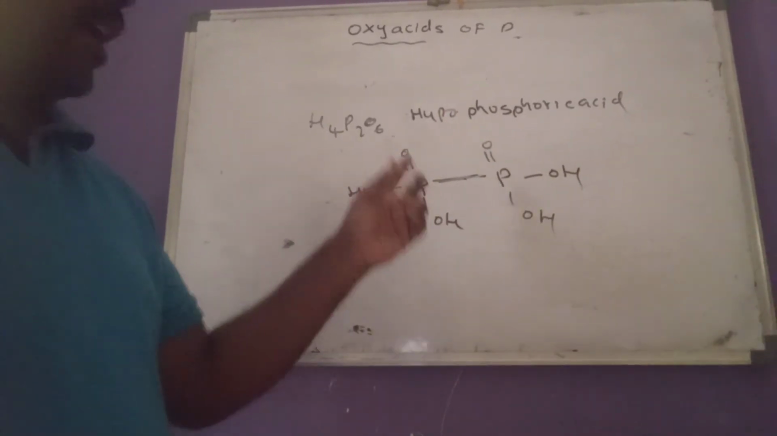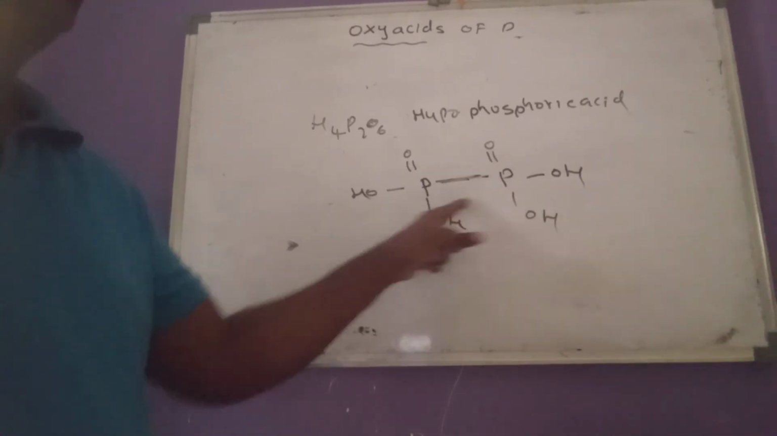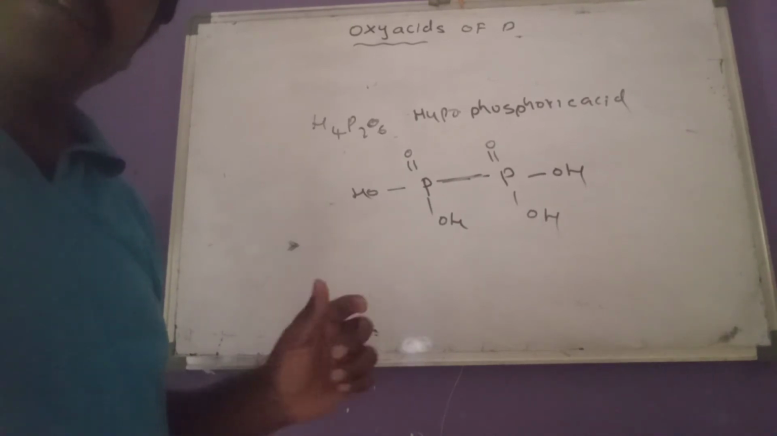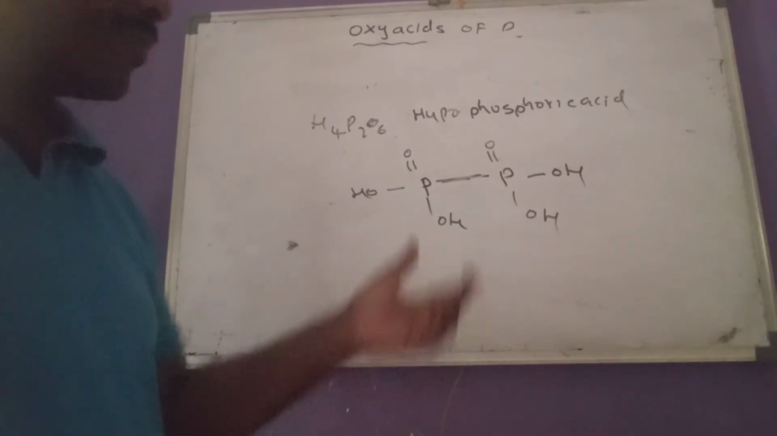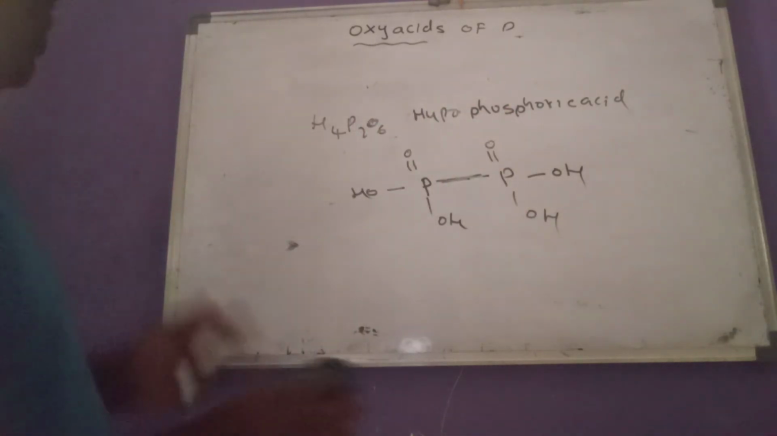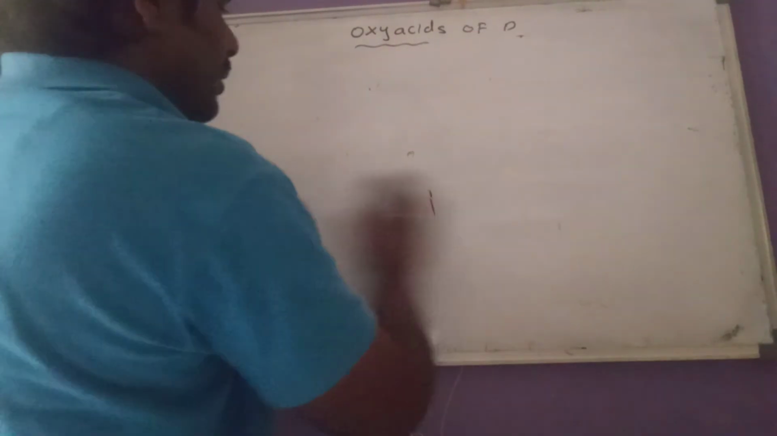hypophosphoric acid. And what is the speciality of this one? It has a P-P bond. So the oxyacid of phosphorus which contains a P-P bond is hypophosphoric acid. Okay, then the last oxyacid of phosphorus is there.